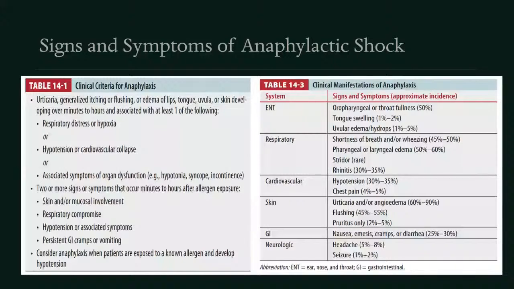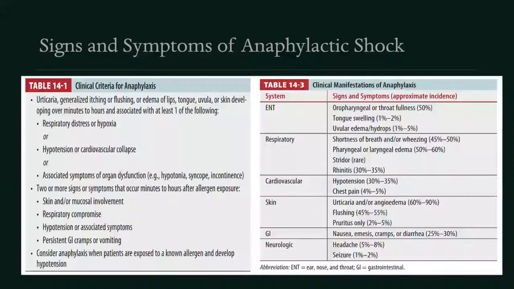Now, the signs and symptoms of anaphylactic shock. I like those tables. I actually got them straight from our book, Tintinalli. That's the book that we use for our emergency medicine training. What they did in the book is they looked at the clinical criteria of anaphylaxis itself, and then they saw the urticaria, generalized itching or flushing, and then the edema of the lips. So you can have edema of the lips, the tongue, the uvula, over minutes to hours, and then associated with at least one of the following: either respiratory distress or hypotension, or associated organ dysfunction like hypotonia, syncope, or incontinence.